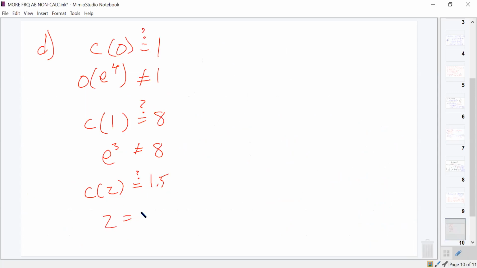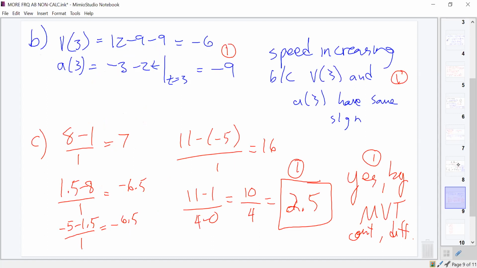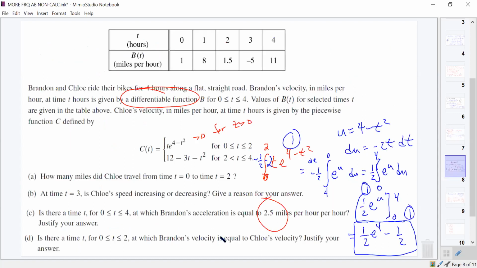So 2e to the 0 is 2. That does not equal 1.5. But what we still need to be able to do is look in here and say that somewhere on this interval, so we're saying, is there a time when his velocity is equal to her velocity? So his velocity went from 1 to 8 to 1.5. True?